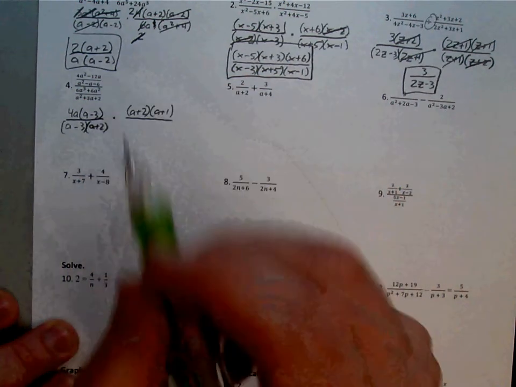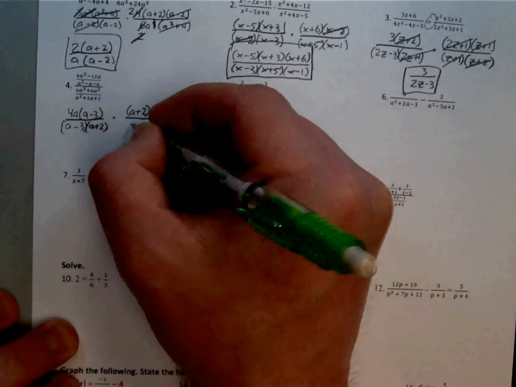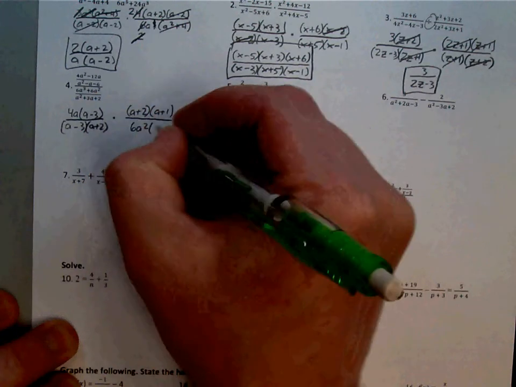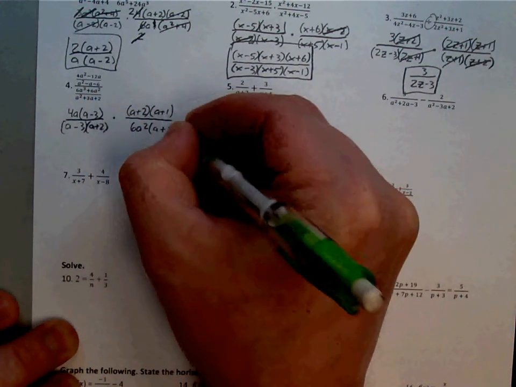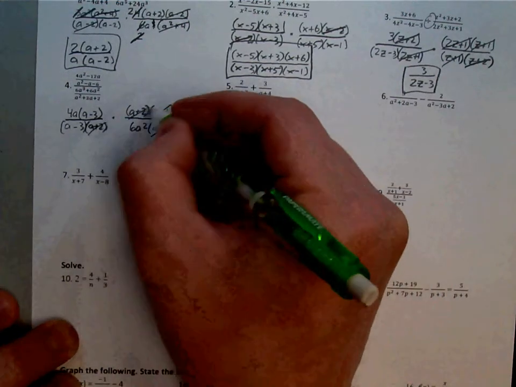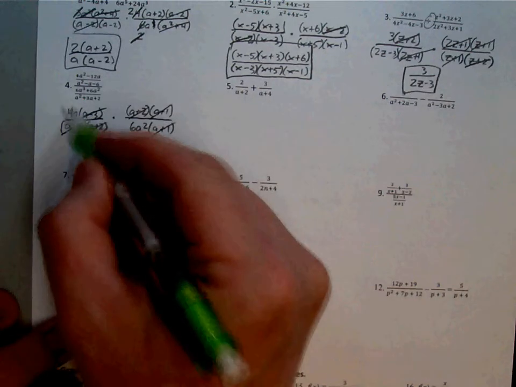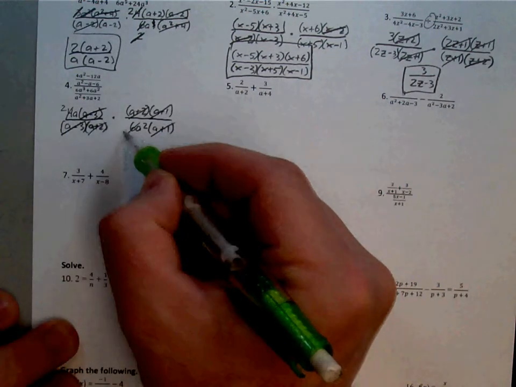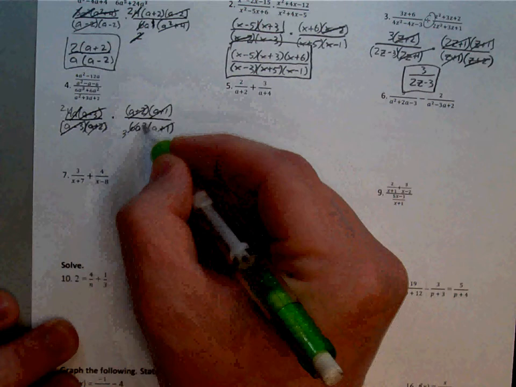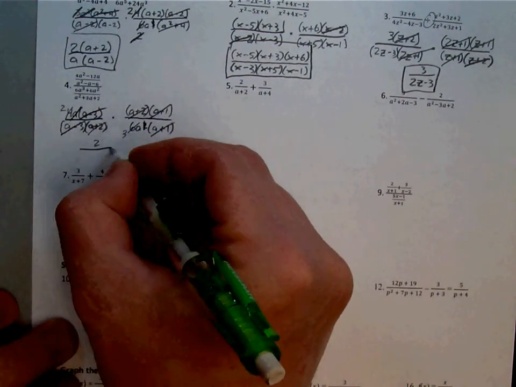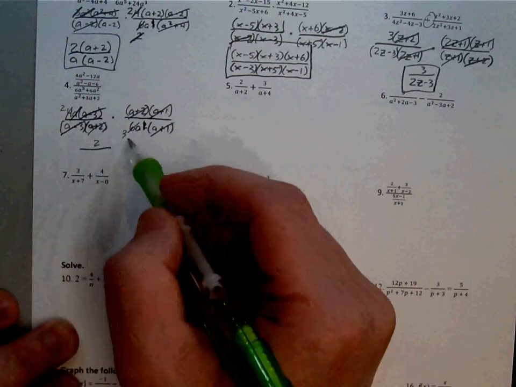And then 6a cubed plus 6a squared is going to go to the bottom. I can pull out a 6a squared, leaving me with a plus 1. I cancel out a plus 1's, a plus 2's, a minus 3's. 4 and 6 will simplify to 2 and 3. I can cancel out an a, leaving me with an a in the bottom. So all I have left in the numerator is a 2. For the denominator, I just have 3a.